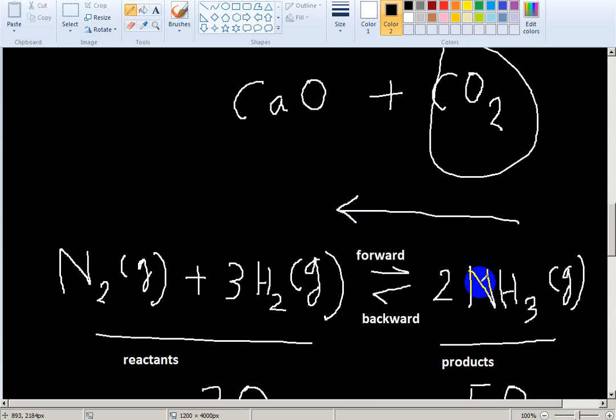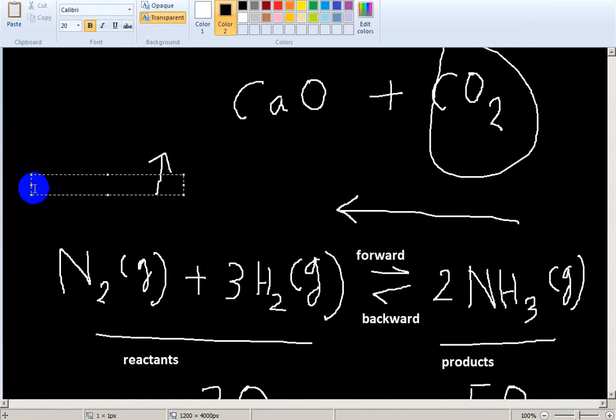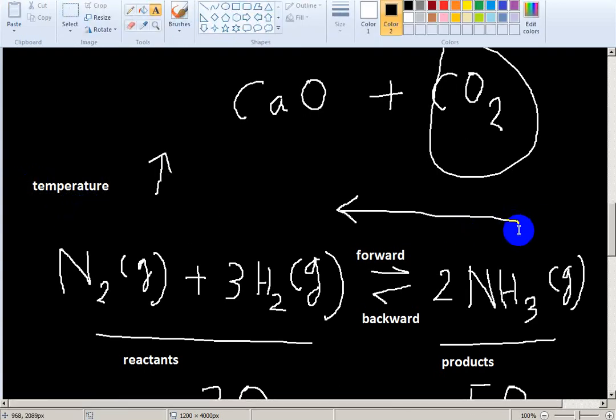If we increase temperature, for the production of ammonia, the reaction will move. If temperature increases, the reaction will move from left to right. As a result, production of ammonia decreases.